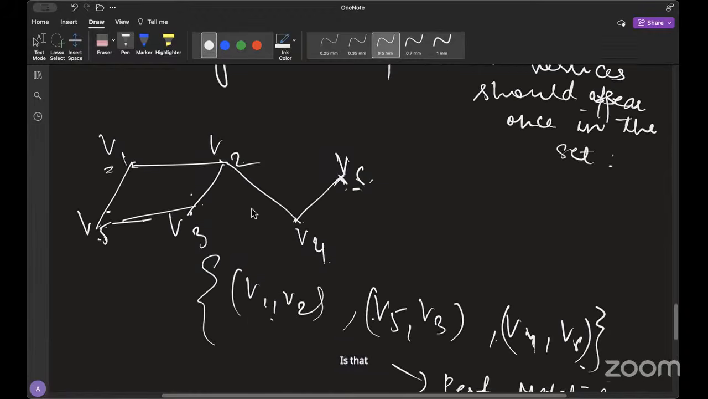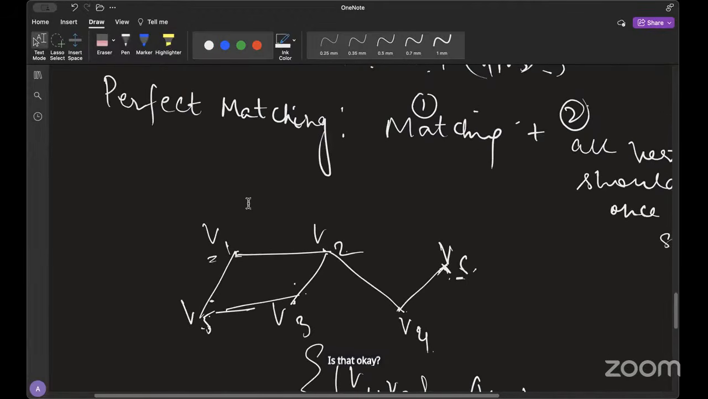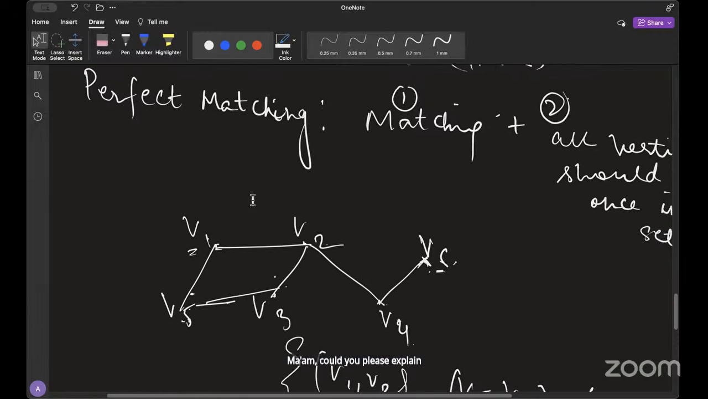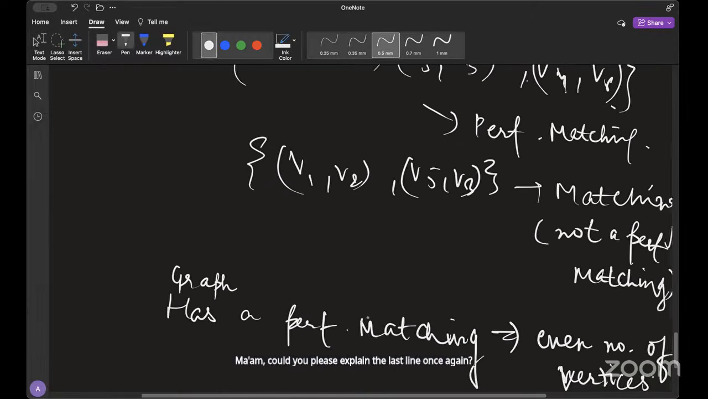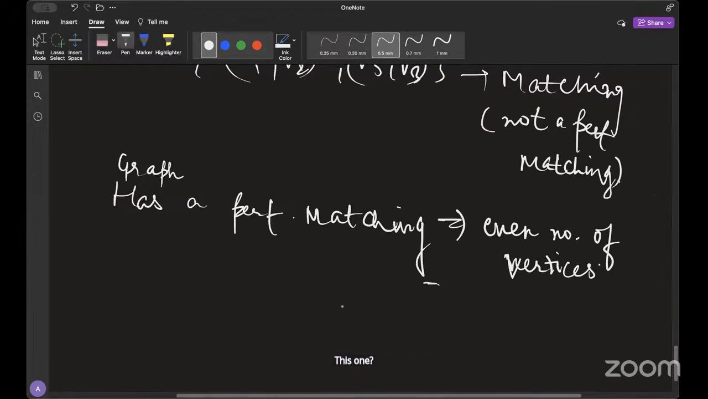Is that okay? Ma'am, could you please explain the last line once again? This one. Yes, I missed it a bit.